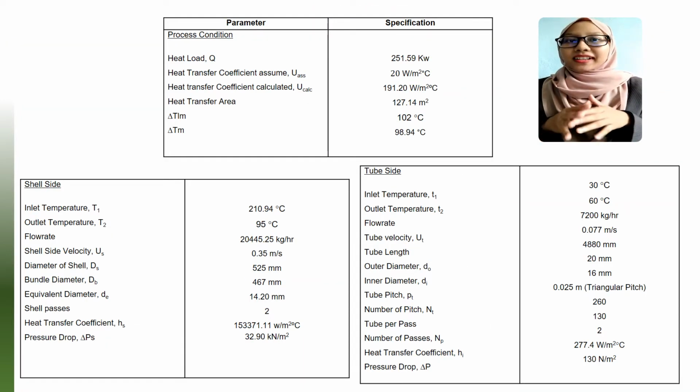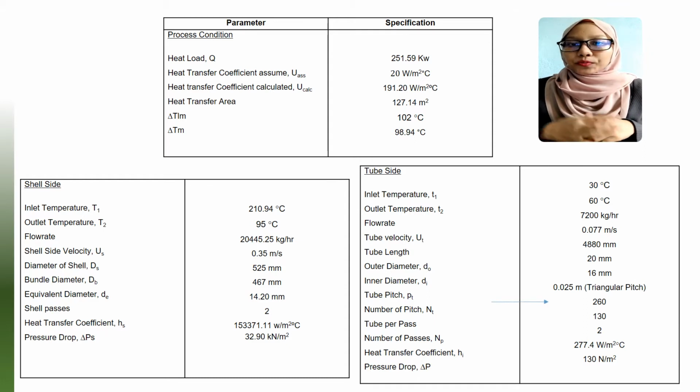So this is the summary for chemical design. For this design, the heat load required is 251.59 kW. The heat transfer coefficient is 191.20 watt per meter square degree C. The heat transfer area is 127.14 meter square. The tube pitch used is triangular pitch with 260 tubes.